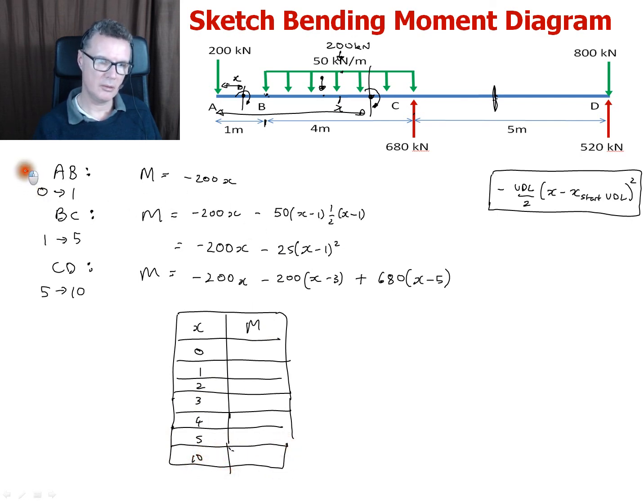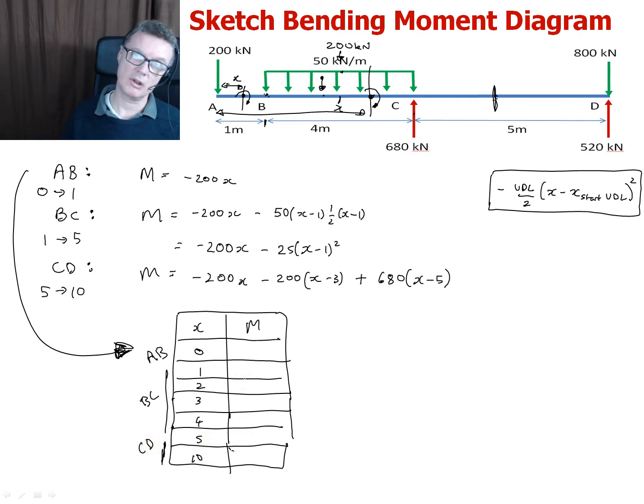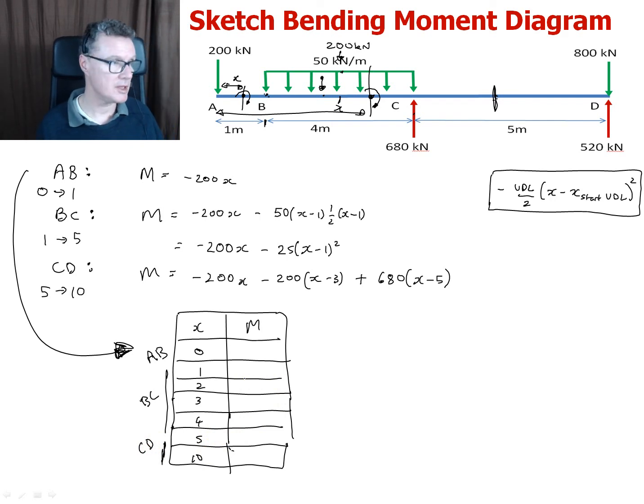Okay, so you will use these calculations here. So we've got an A to B here. We've got the B to C values here, and the C to D values going in there. So that's fill in those tables, plot them up, and that's the other way to do it.